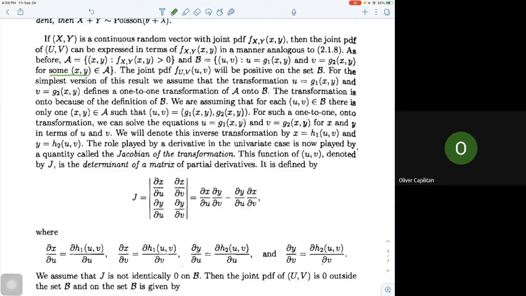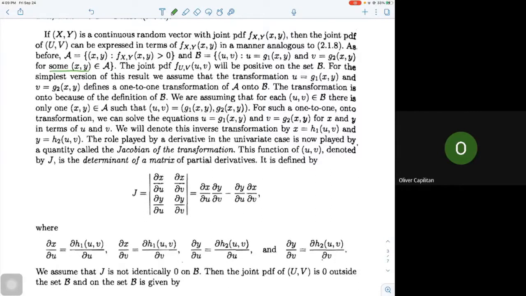But in the discrete case, the joint PDF of UV will be positive on the set script B. Okay, so we let U be equal to g sub 1 of XY, and we let V be equal to g sub 2 of XY, and it defines a one-to-one transformation of script A onto B. Since it is a one-to-one transformation from script A onto script B, when we say onto, that means that for each ordered pair UV in script B, there is only one XY in script A such that the ordered pair UV is equal to the ordered pair g sub 1 of XY and g sub 2 of XY.